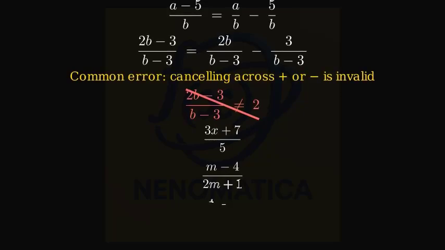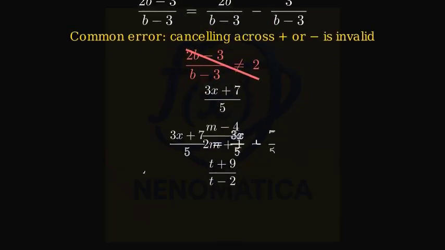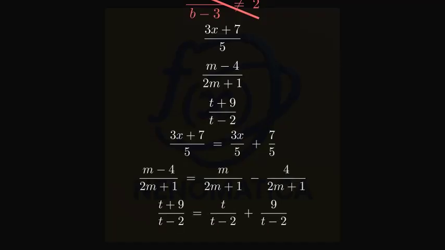Quick practice. Try to decompose these before I reveal the answers. Here are the decompositions. 3x plus 7 over 5 becomes 3/5 x plus 7/5. m minus 4 over 2m plus 1 becomes m over 2m plus 1 minus 4 over 2m plus 1. And t plus 9 over t minus 2 becomes t over t minus 2 plus 9 over t minus 2.